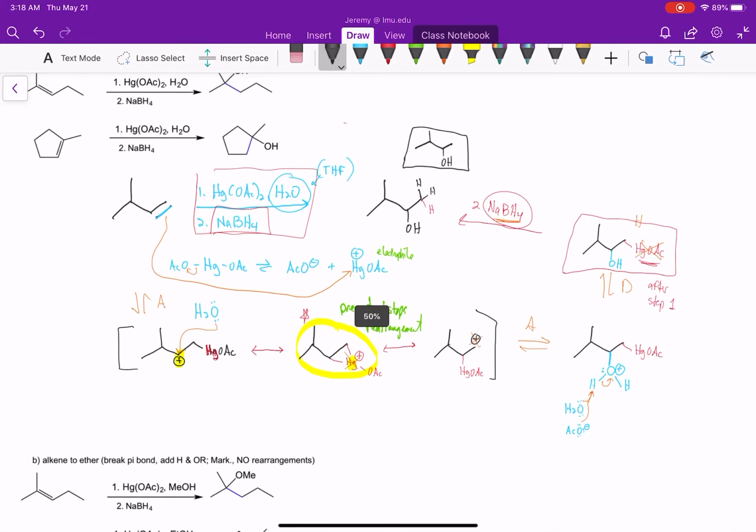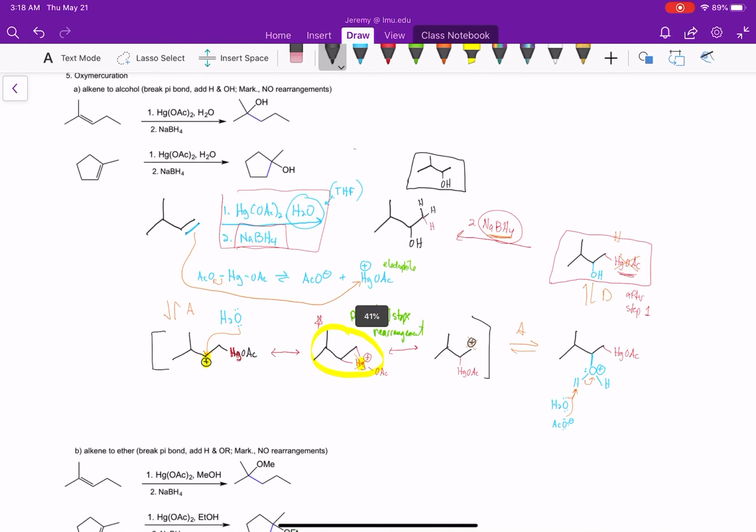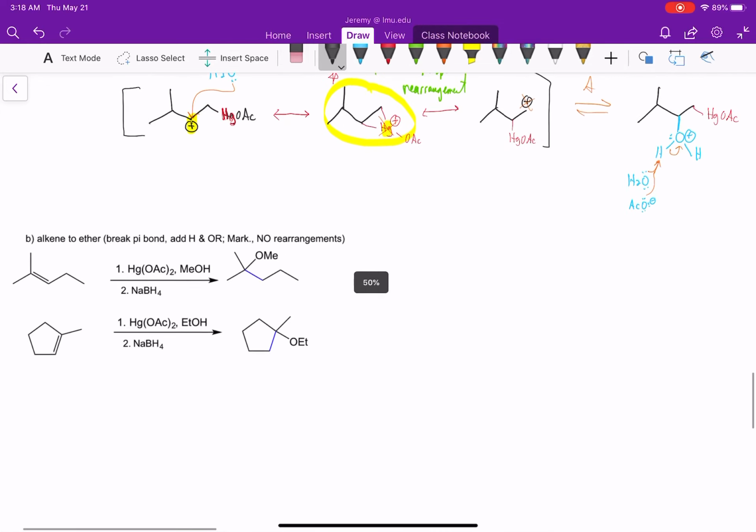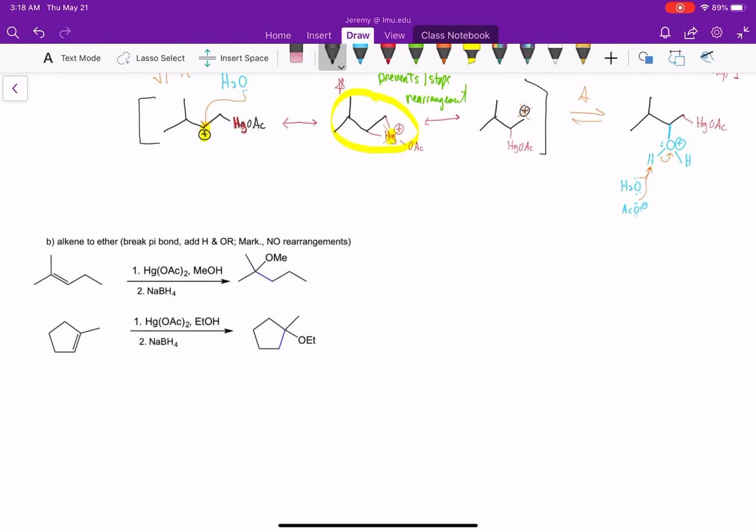So I want to kind of talk about part B of this reaction. So if you notice here, we have another, again, sort of an oxymercuration. This time, though, we're going to take an alkene and we're going to form the functional group called an ether. Going to break the pi bond, add an H, but this time we're adding an OR. Again, we still have no rearrangements.